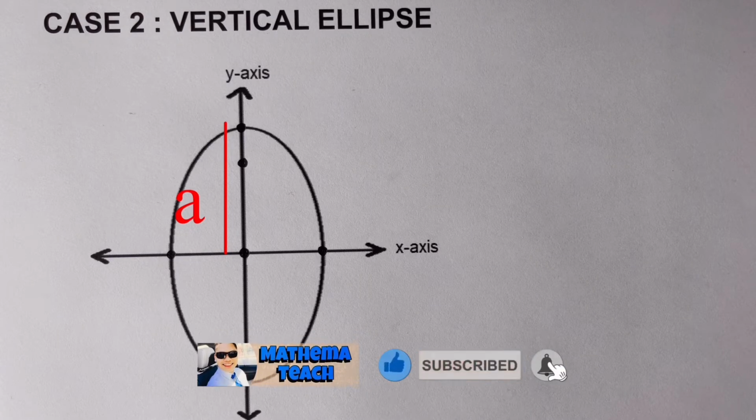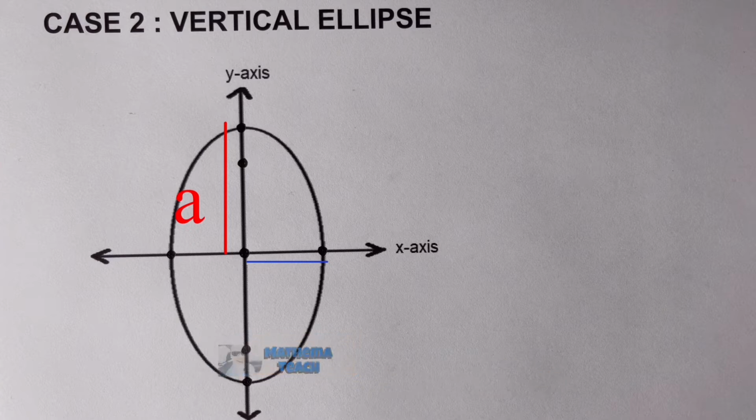On the other hand, we also have what we call the semi-minor axis. This is half of the minor axis, which means this connects the center to the co-vertex, or one of the co-vertices. And we're going to label this as B. Now, we also remember that the distance from the center to the focus is represented as letter C.